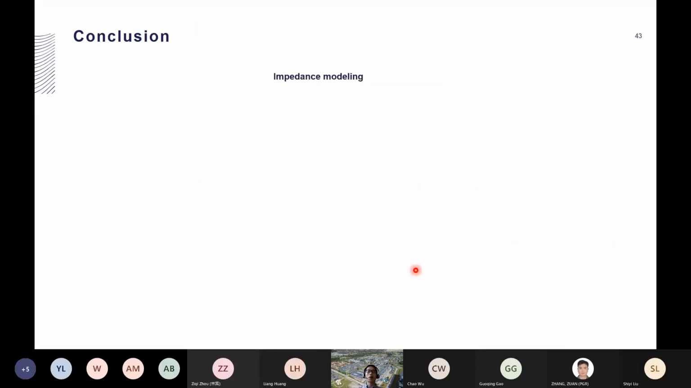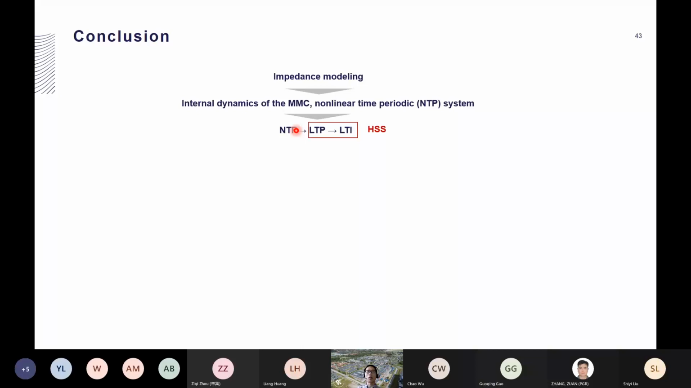Okay, so that is basically all my presentation. I first introduced some impedance modeling and highlighted the challenge of internal dynamics and nonlinear time-periodic dynamics. The basic idea is to use the harmonic state space method to linearize the system.